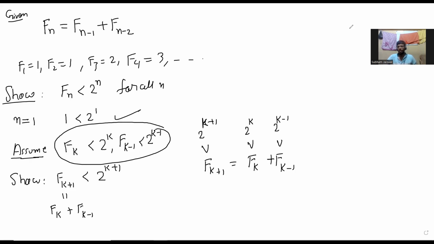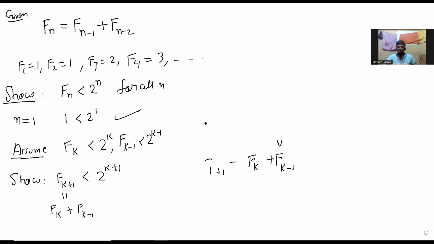Now, can you work it out? Let's see. I'm just erasing this so that you work it out for yourself first. So now again, we are assuming two steps back. We're assuming the same statement, but for two steps back, not just one step. So how do you club those assumptions to establish this for fk plus 1?